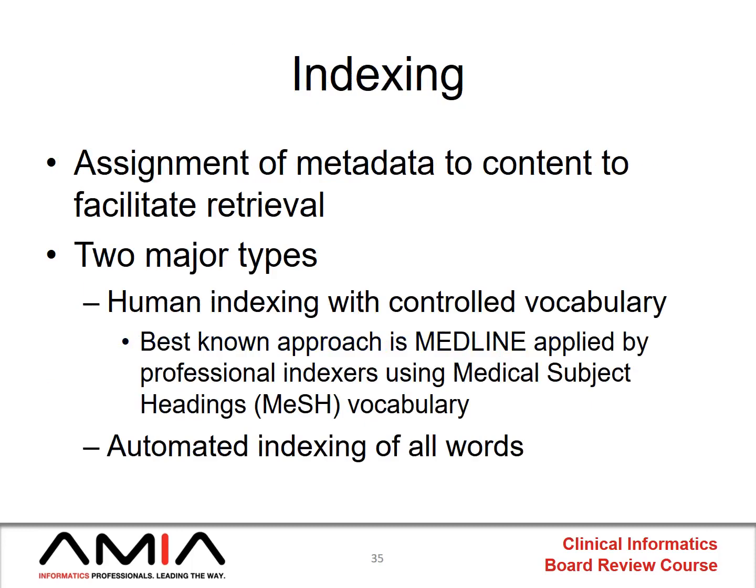Now that we have discussed content, let's turn our attention to indexing. Again, remember that indexing is the assignment of metadata to content in order to facilitate retrieval. There are two major types of indexing used in information retrieval. One is human indexing with controlled vocabulary. The other is the automated indexing of all words. We may think of indexing as a human activity, but indexing can also be done by a computer, as is typically done by many search engines, where there is automated indexing of all the words that occur in each item of content.